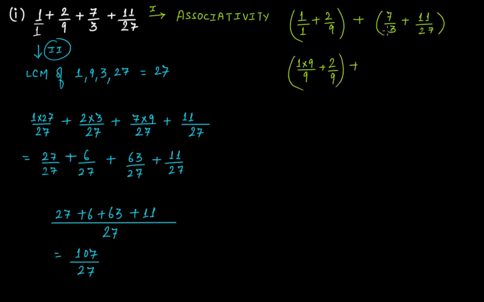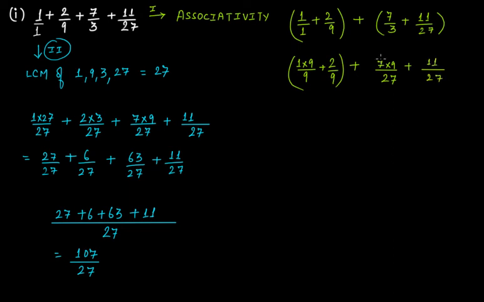Then plus, in this case, you have to find the LCM of 3 and 27. So the LCM of 3 and 27 is 27. If you want the denominator as 27, so 27 divided by 3 is what? The quotient is 9. So we'll have to multiply the numerator with 9. Plus, this is already 27.